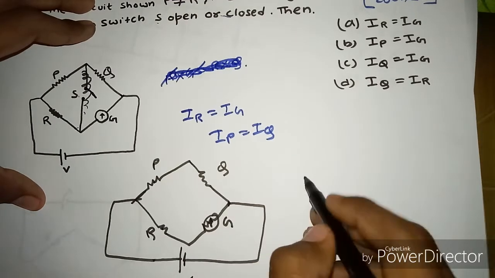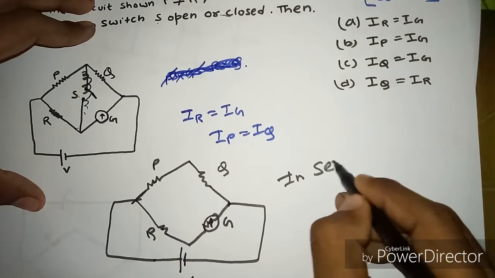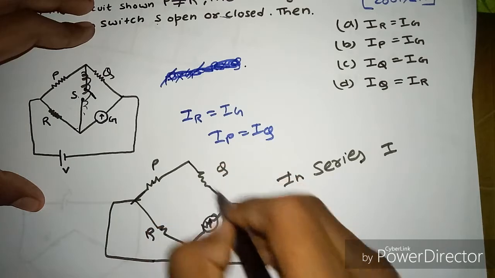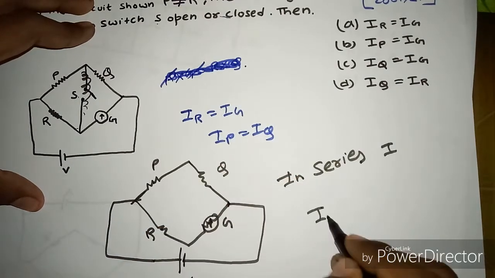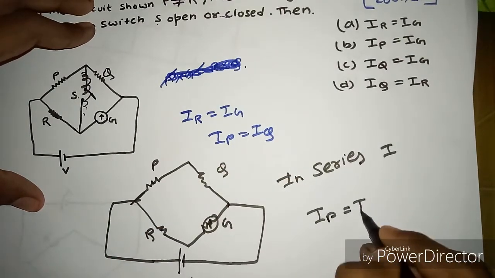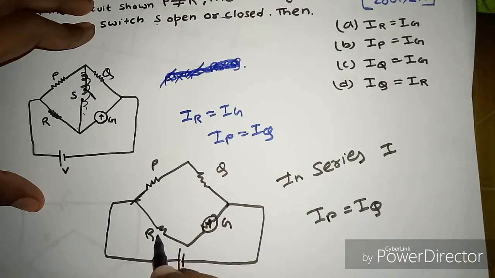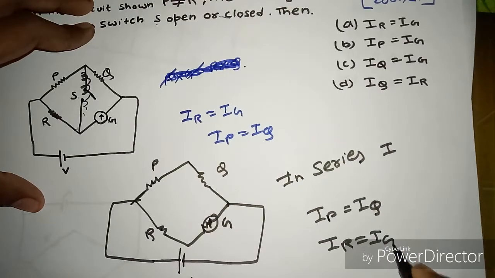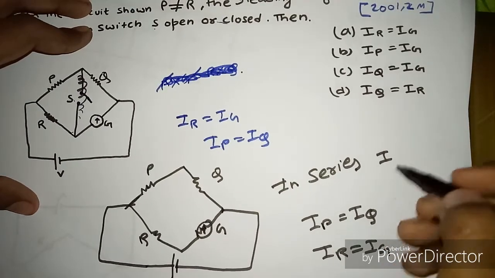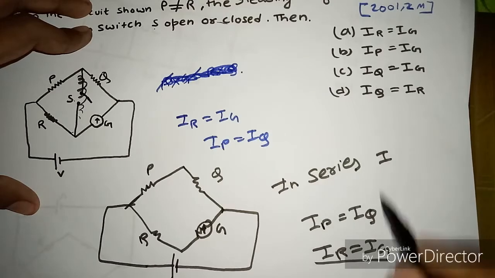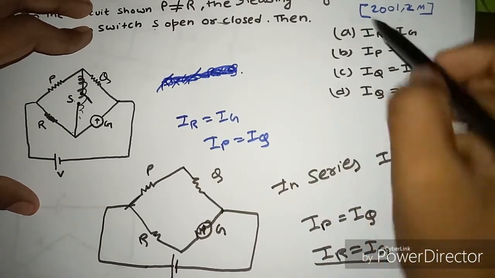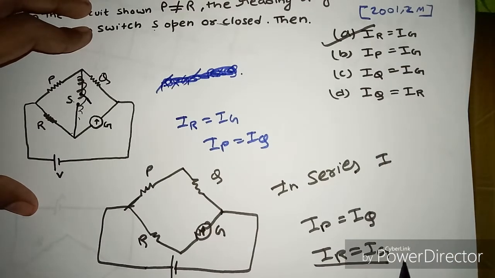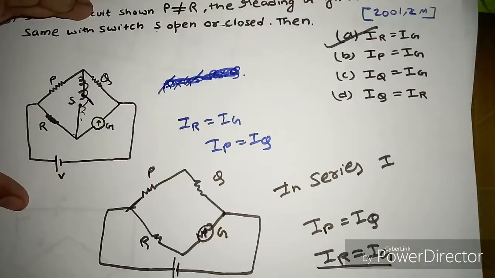So we know that in series the current remains the same. So current in P equals current in Q and current in R equals current in G. So which option matches our concepts? IR equals IG. So option A will be the correct answer. Okay, so let us take the next problem and try to discuss that.